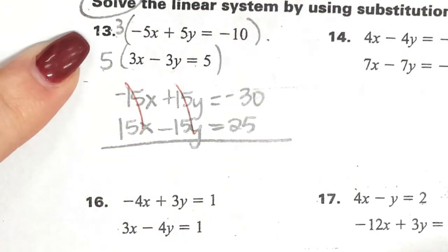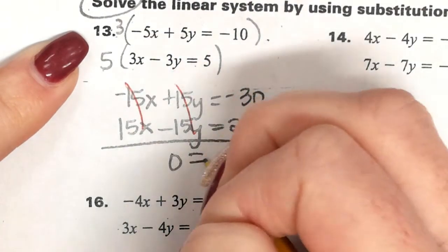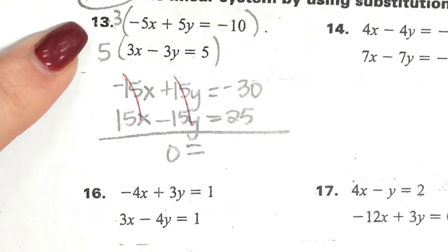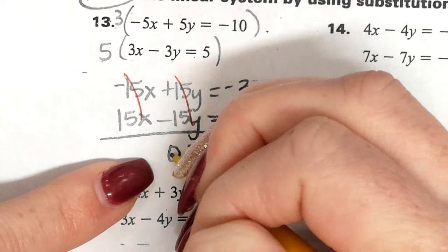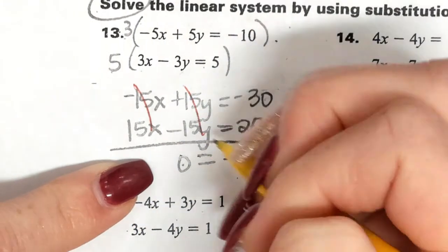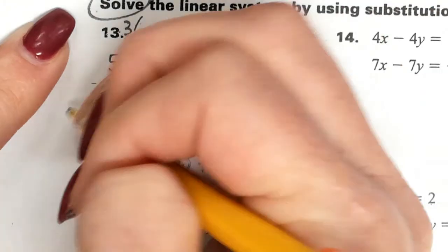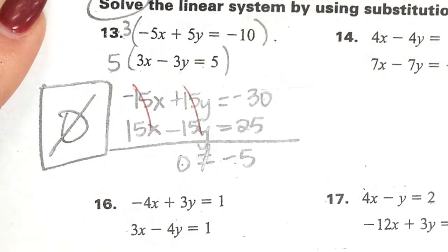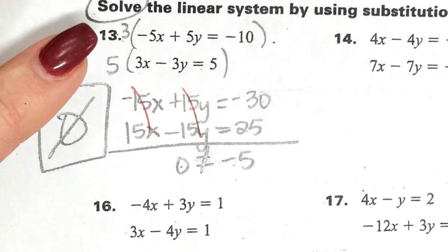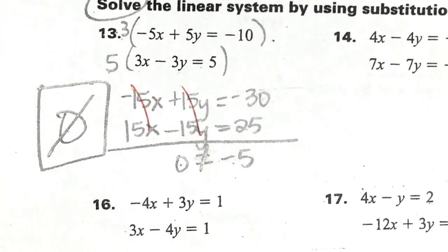So what am I left with on the left? Oh, on the left, 0. And then on the right, negative 30 plus 25 is negative 5. Does 0 equal negative 5? No. So what's my answer? No solution. What if I get 0 equals 0? All real numbers.